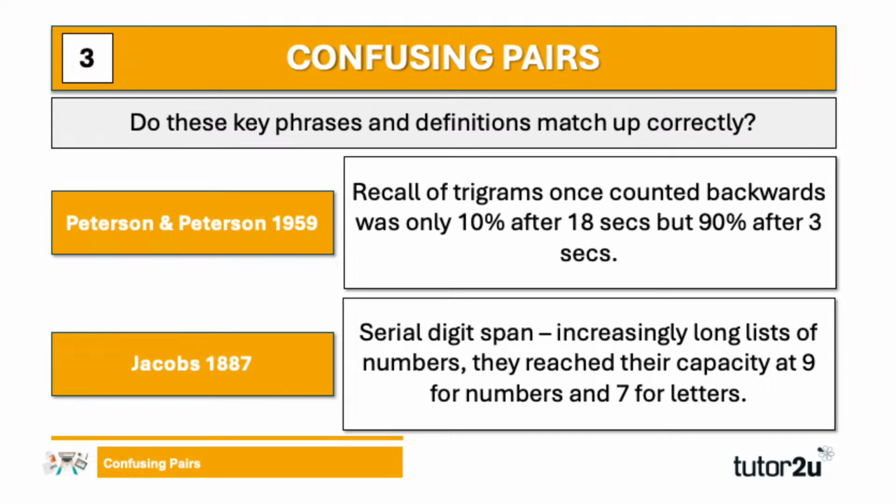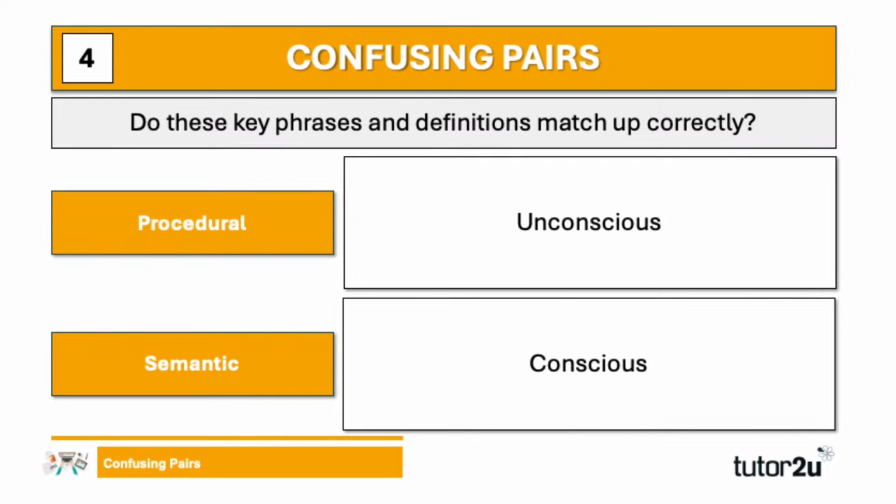Okay. All right, let's look at number 4 then. So procedural and semantic, one is unconscious and one is conscious. Are these the correct way round?